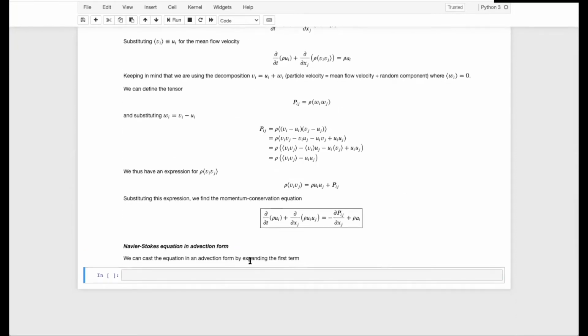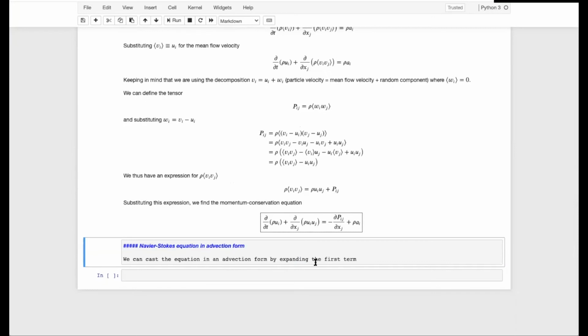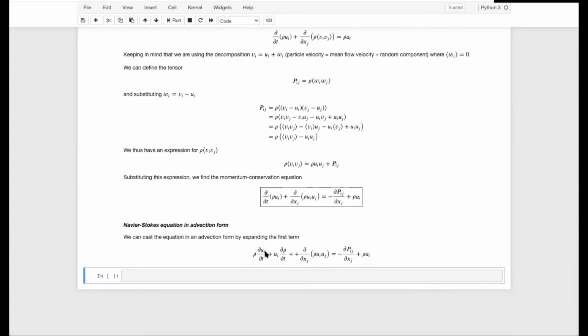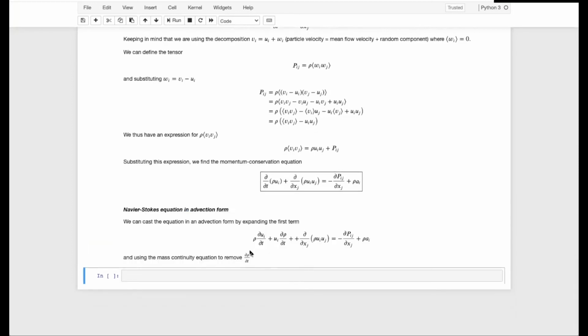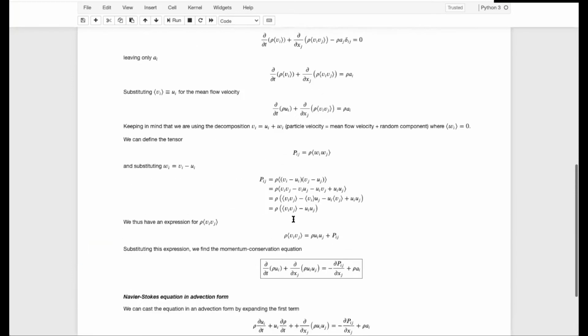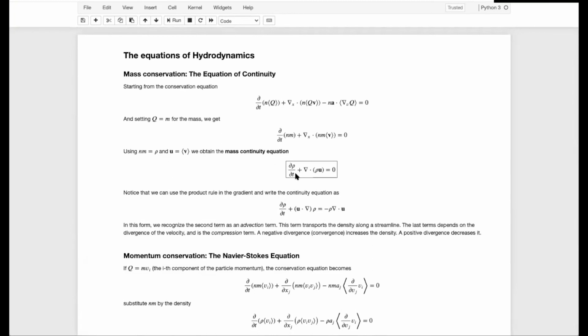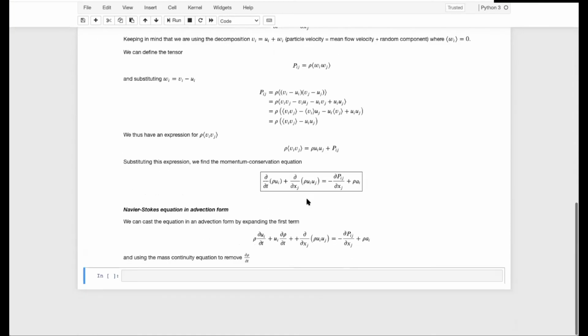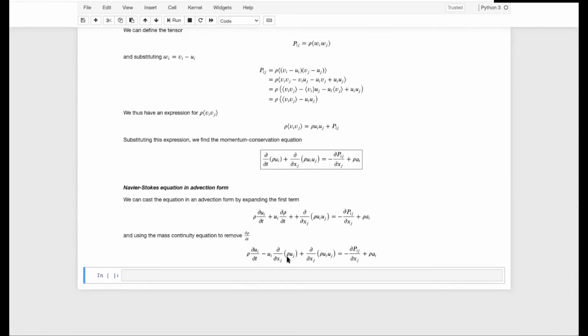We can cast the equation in advection form by expanding the first term. Use the product rule here and expand this. So you have these 2 terms, rho times the derivative of U plus U times the derivative of rho. And now we use the continuity equation to remove the derivative of the density. So going back to the mass continuity equation, we're going to substitute the rho dt by the divergence of the mass flux rho u. So here we made the substitution.